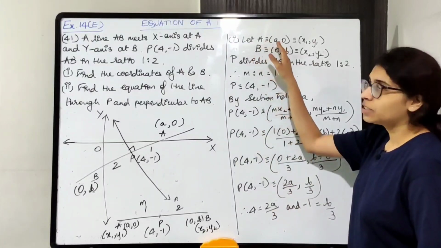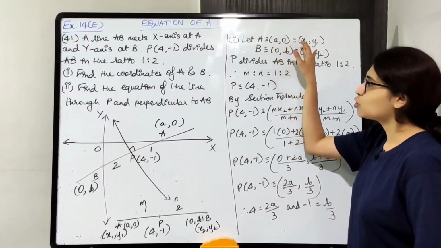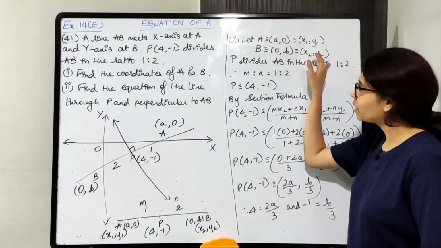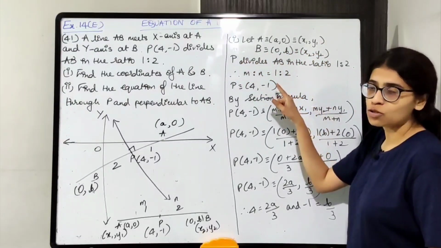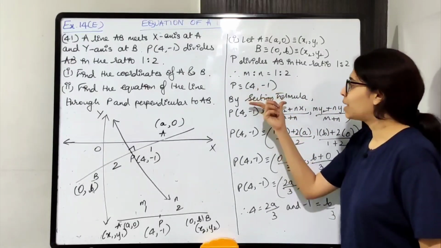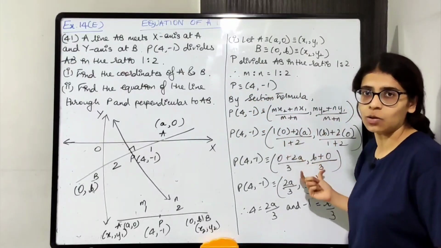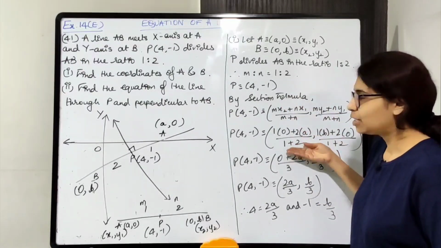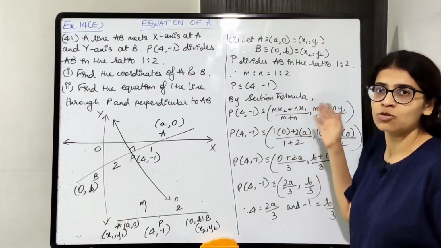A का coordinates we are taking as a comma 0, which is x1 y1, and B का coordinates 0 comma b, which is x2 y2. P divides AB in the ratio 1:2, therefore m/n is 1:2. P का coordinates is given. By section formula P का coordinates क्या होगा? So write down the formula. Put the values of m, n, x1, x2, y1, y2.